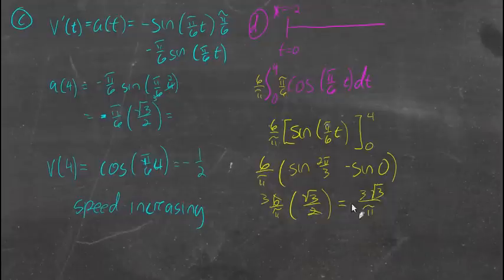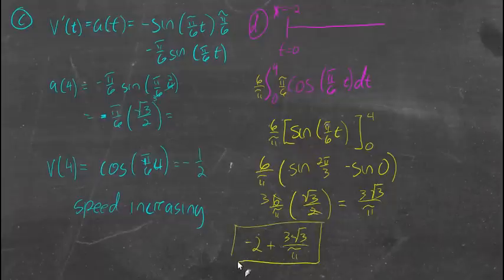Okay, and that's just how much it's changed. So we'll add it to negative 2. So negative 2 plus that much change. That'd be it. That's a totally acceptable answer to the readers. And by readers, I mean graders.